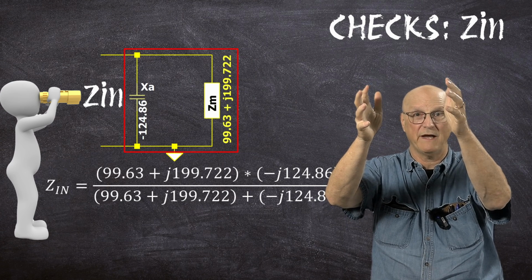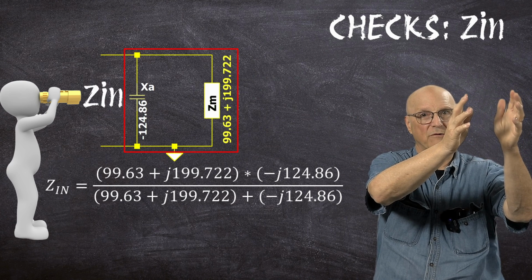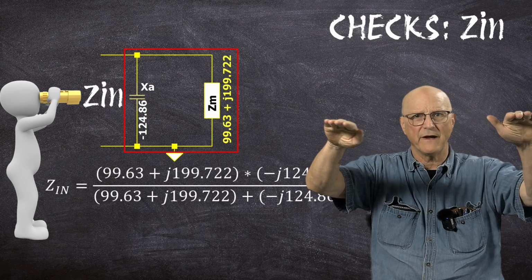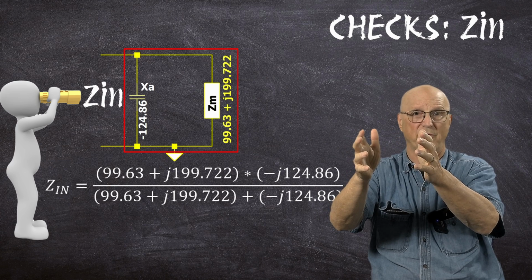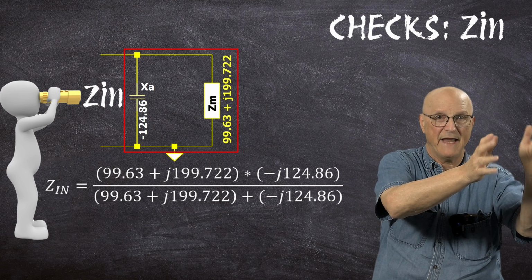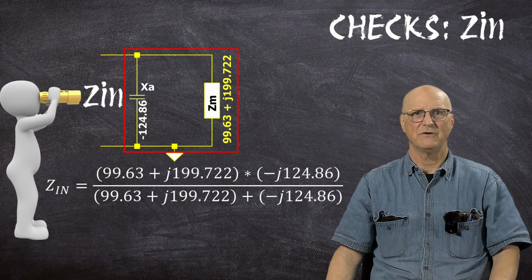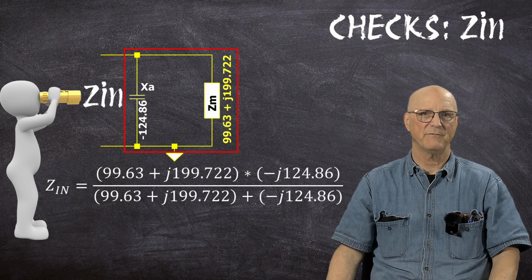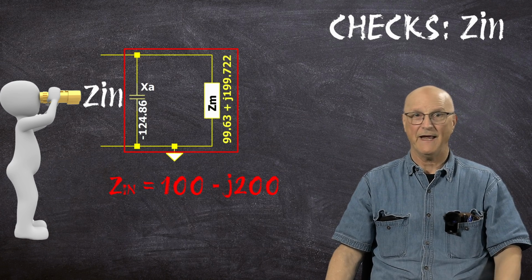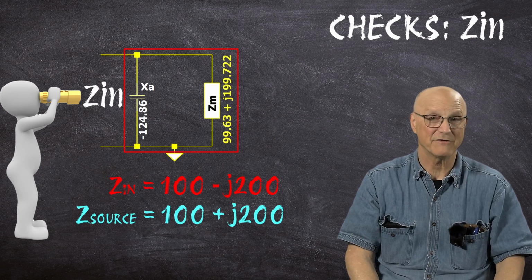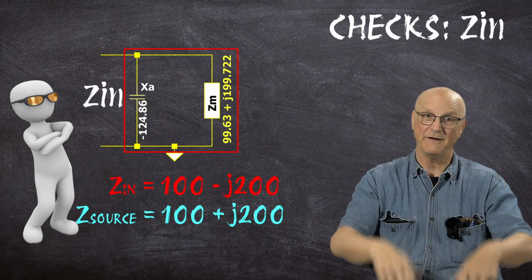99.63 plus j199.722 times a negative j124.86, all divided by 99.63 plus j199.722 plus a negative j124.86. And again, using OCTAVE to do the complex math, this works out to be an input impedance of 100 minus j200. And this is the complex conjugate of the source impedance of 100 plus j200. So we are right on.